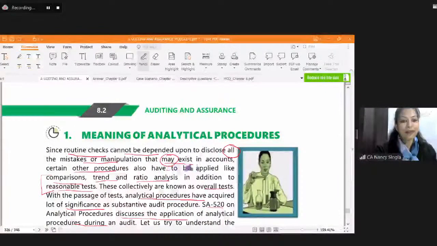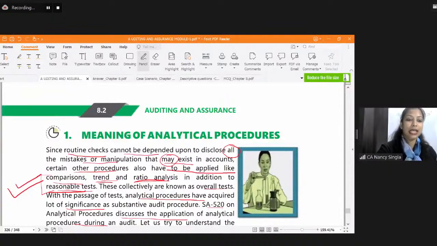The auditor will have to apply audit procedures like comparison, trend, ratio analysis, reasonableness test. Now, what these are is our next topic.